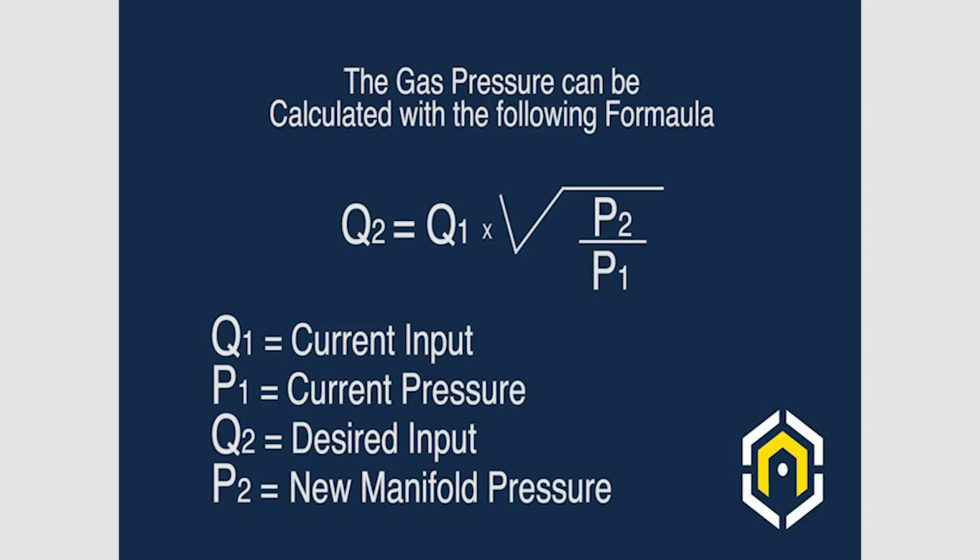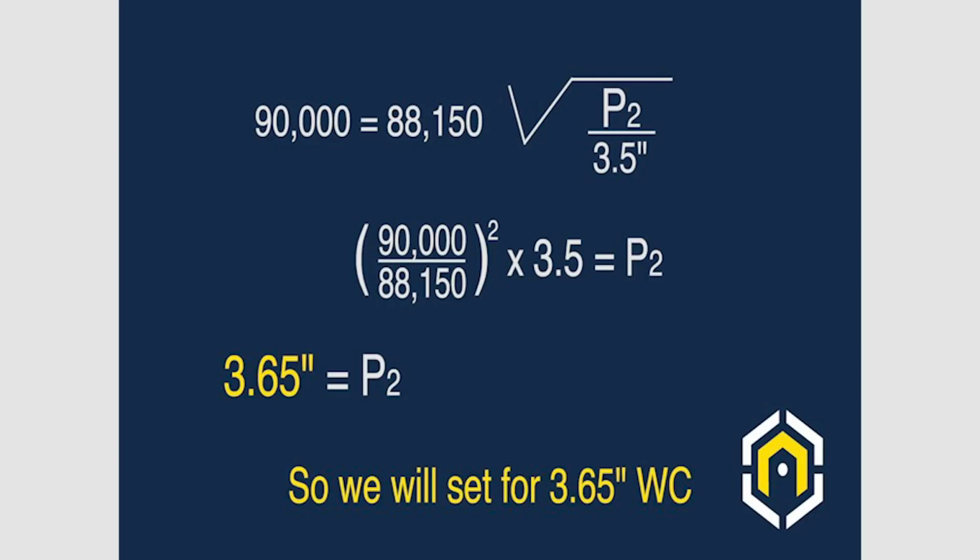Now, these formulas are lost because we, as an industry, don't talk about gas burner design and retrofitting appliances anymore. And this is what we use in measureQuick, this exact formula, to calculate what the pressure should be. So if we had 90,000 BTUs equals 88,150 times the square root of P2 divided by 3.5, I can calculate that if I want 90,000 BTUs of input, my P2 should be 3.65 inches of water column. So we can set it at 3.65. It just allows us to correct for the gas pressure. So when they're saying 3.0 to 3.8, that's what this is all about: getting correct input on the appliance.